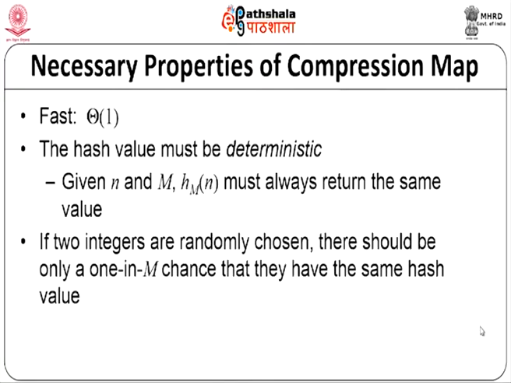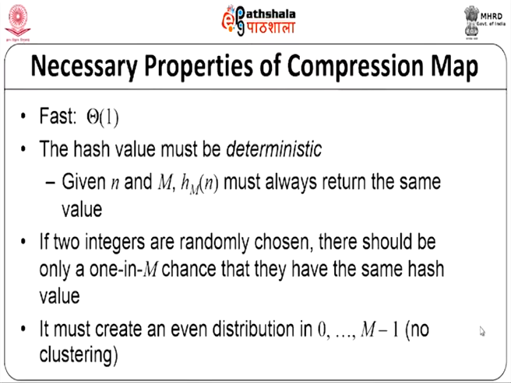If two integers are randomly chosen, there should only be a 1 in m chance that they have the same hash value, the same thing we said earlier where I was the integer representation. Here, m is the size of the hash table. So, there must be only a 1 in m chance that randomly chosen integers will map to the same value. The properties are similar, and it must create an even distribution over 0 to m minus 1. There should be no clustering, that is, the integers should not be clustered near each other, they should be evenly distributed. So, that is important.